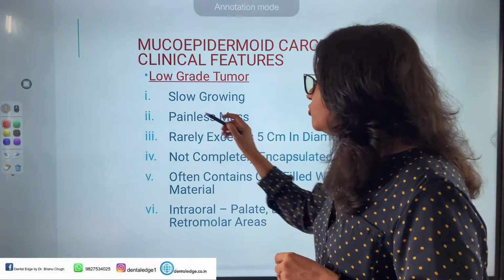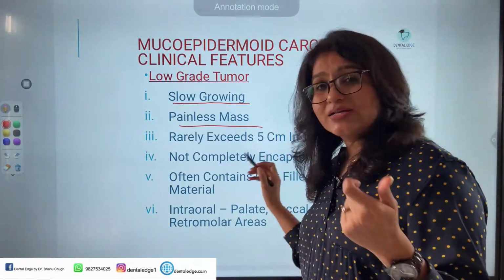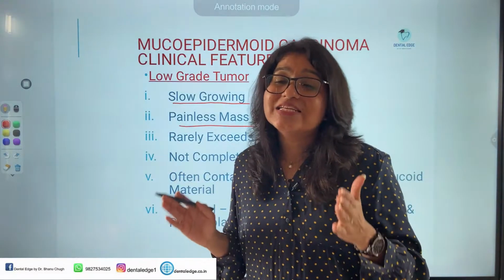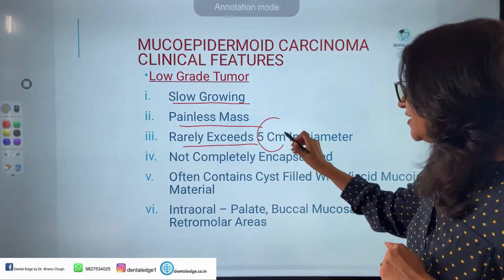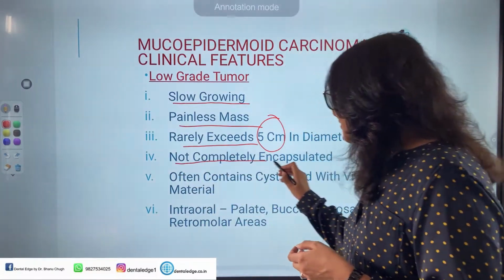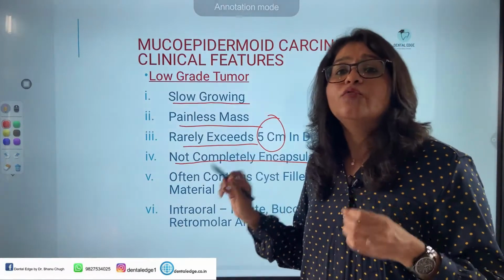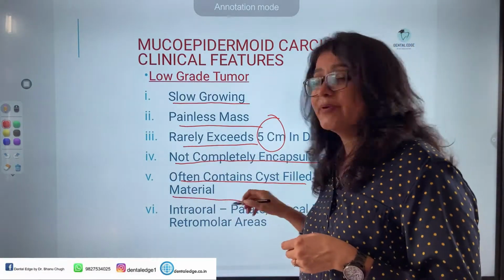A low-grade tumor is a slow-growing, painless mass. It rarely exceeds 5 cm in size, so rarely exceeds 5 cm in diameter. It is not completely encapsulated, right? And it often contains cysts filled with mucoid material.